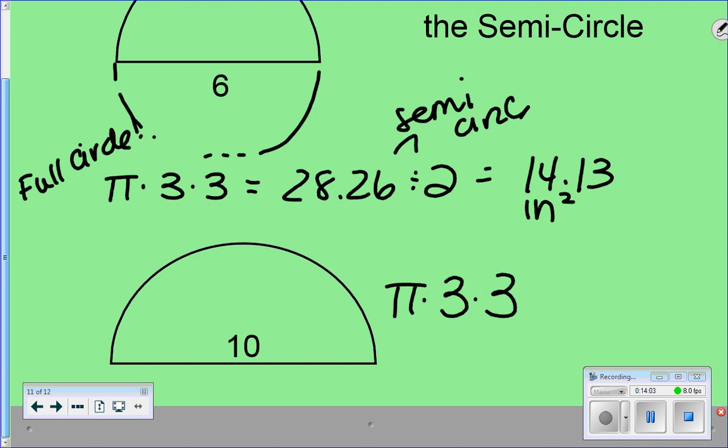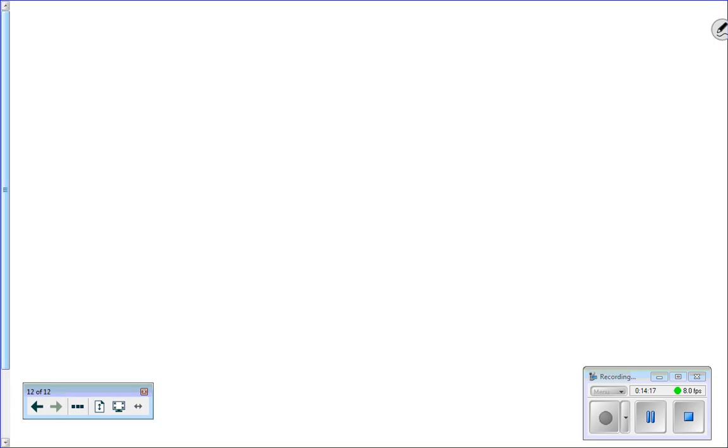I do too. A lot of times that's how I guess what the answer is going to be. Well, 3 times 3 is 9, and I know pi is about 3, so I know it's going to be about 27 or 28. You could easily do some of these mentally in your head to figure out what it's going to be. Okay, last thing I quickly need to show you.